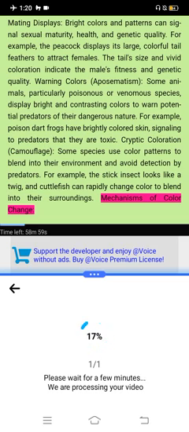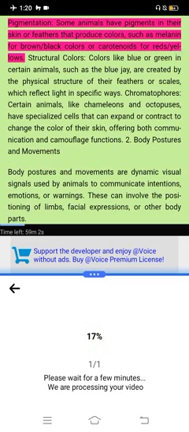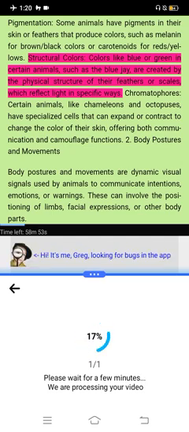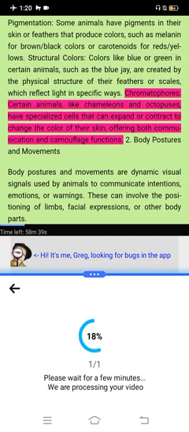Mechanisms of color change. Pigment. Some animals have pigments in their skin or feathers that produce colors, such as melanin for brown and black colors, or carotenoids for reds and yellows. Structural colors. Colors like blue or green in certain animals, such as the blue jay, are created by the physical structure of their feathers or scales, which reflect light in specific ways. Chromatophores. Certain animals, like chameleons and octopuses, have specialized cells that can expand or contract to change the color of their skin, offering both communication and camouflage function.